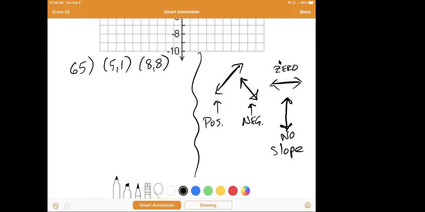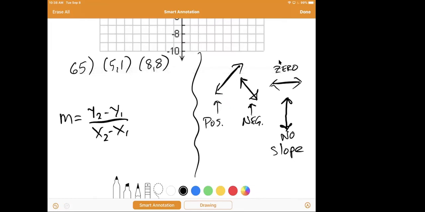And that formula is M equals, now M is the letter that we always use for slope. M equals y2 minus y1 over, you know what, I'm going to move this down just a little bit. I need to be able to write underneath those 2 points. M equals y2 minus y1 over x2 minus x1.